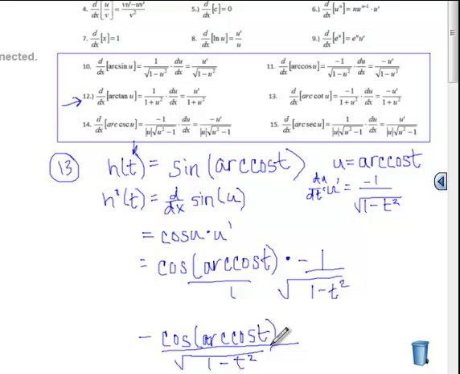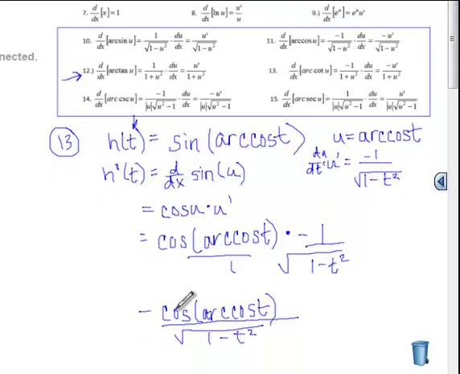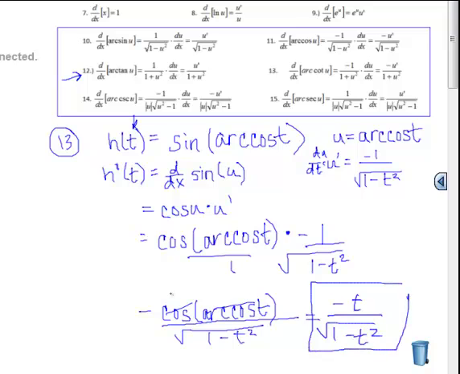Now here is the thing. We are going to be able to simplify this even a little bit further, because what I have done is I'm taking the cosine of arc cosine. So remember, these are inverse functions of each other. They undo each other. So what we're going to be able to say then is this is going to be negative, and then since these undo each other, we're going to get t, whatever that input was, and then all over 1 minus t squared. So there we have it. That's the answer to number 13.